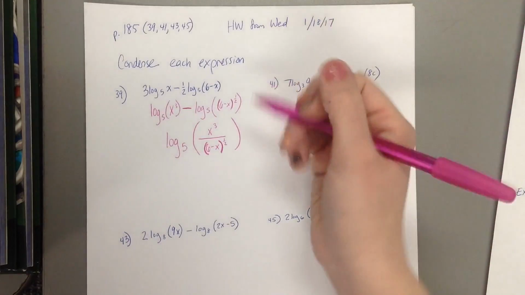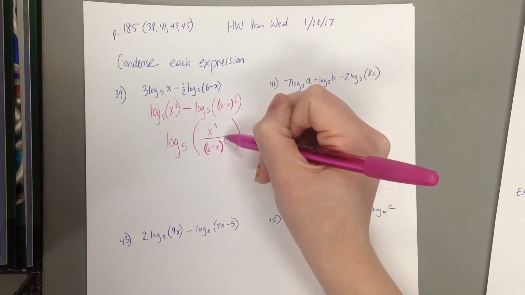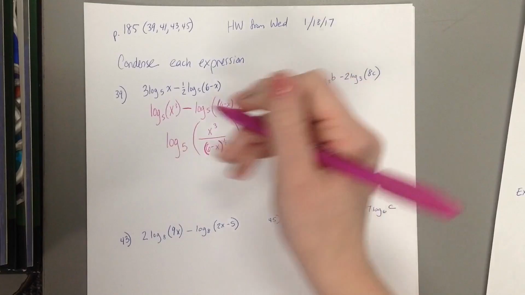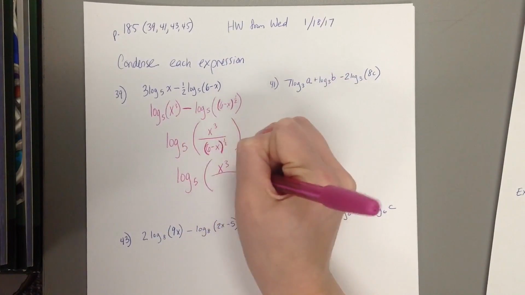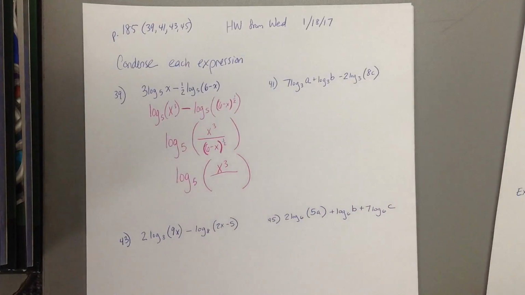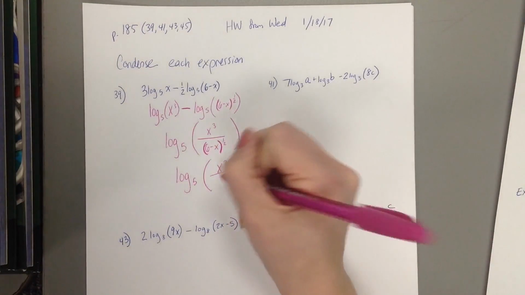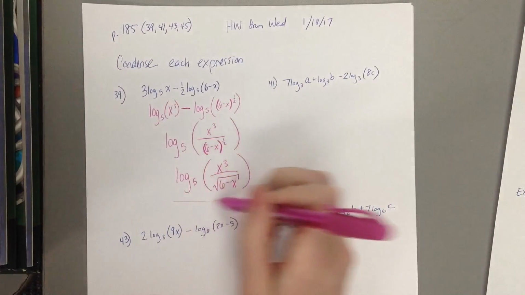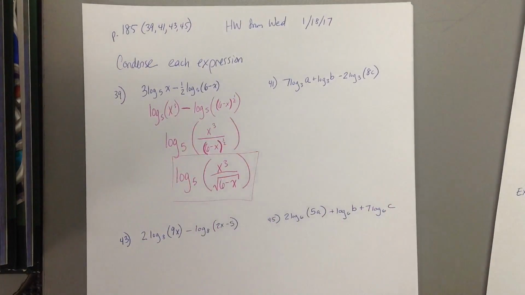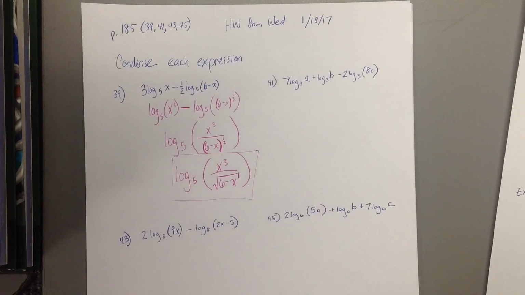The last thing I'm going to do is deal with this 1/2 power because fractional exponents are weird. So what we're going to do is make this the square root of 6 minus x instead. And that is where I'm going to stop. That is your final answer there. That is condensed into a single logarithm.